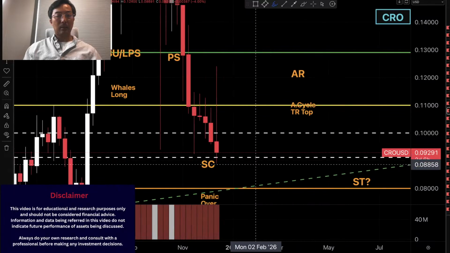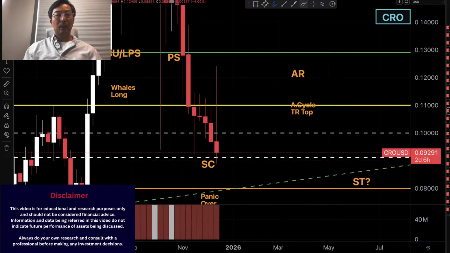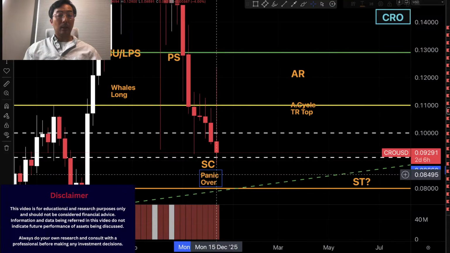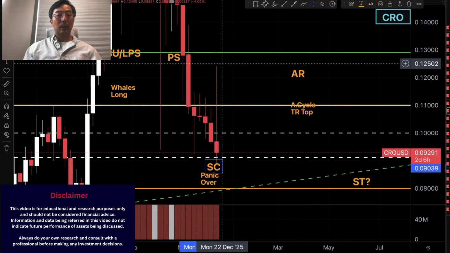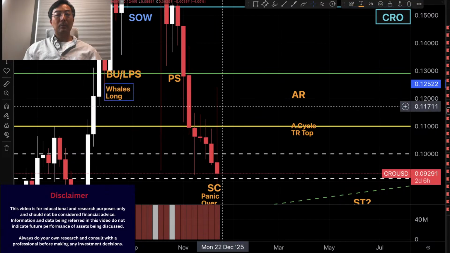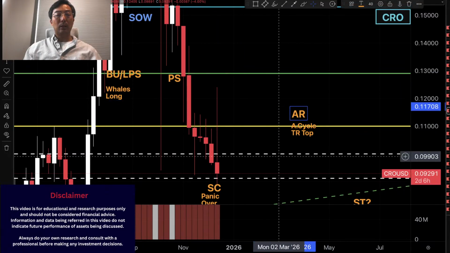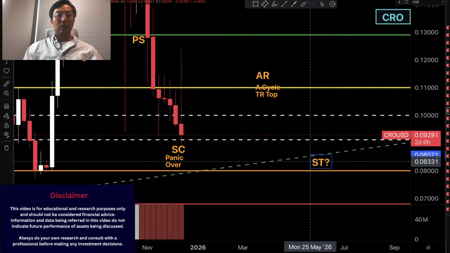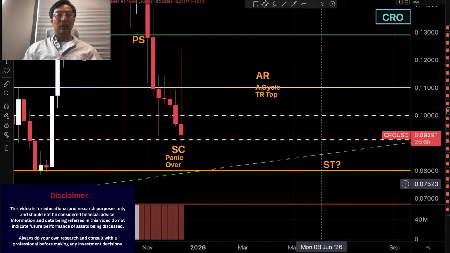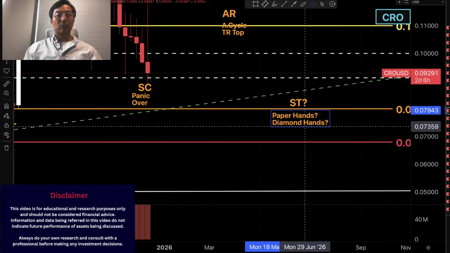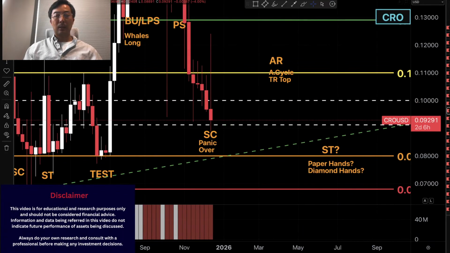Looking at what's going on over here, that's still a possibility, because the selling climax, even if this is really the selling climax where we are at, it doesn't mean it's the lowest point of the accumulation cycle. So the subsequent test can go to the orange or even the red key level during the paper hands diamond hands test.